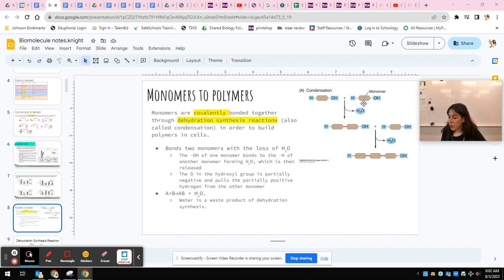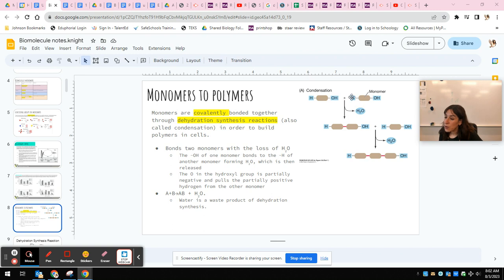So here's my two monomers, and this one has a hydroxyl group coming off of the carbon skeleton, and this one has a hydrogen coming off of the carbon skeleton. When they get close enough together, and usually by an enzyme, always by an enzyme, the hydrogen is going to get pulled to this hydroxyl group.